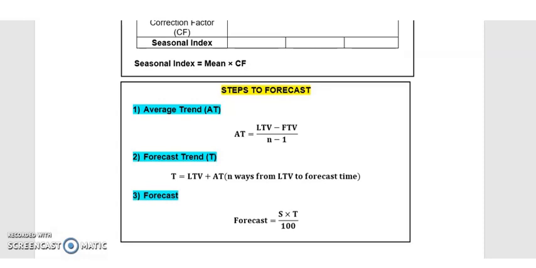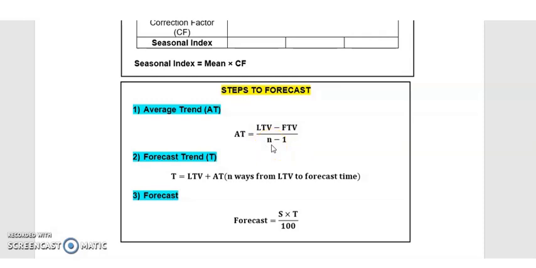If you look at the simplified note here, these are the steps to forecast. First, we need to find the average trend. So how to find the average trend? The average trend is equivalent to the last trend value minus the first trend value, divided by n minus 1. So what is n here? n refers to the number of trend values.